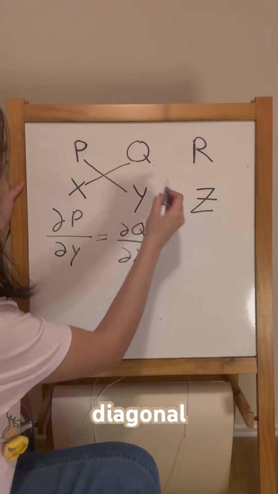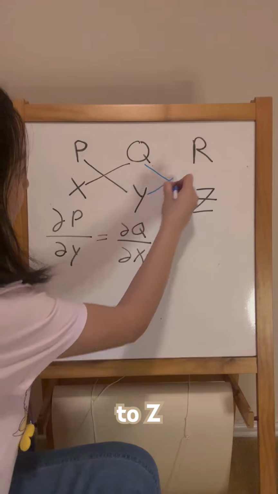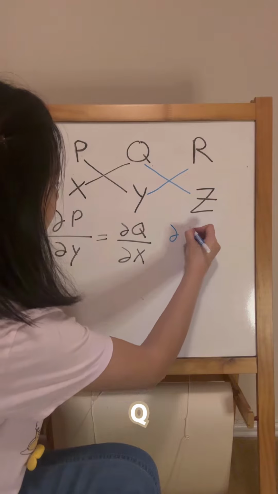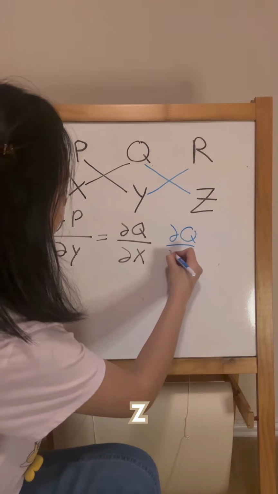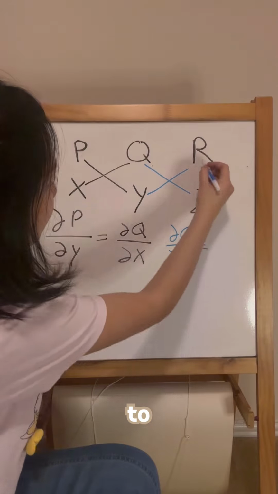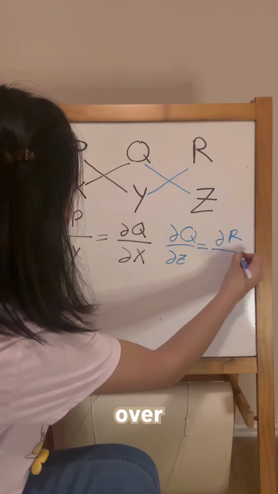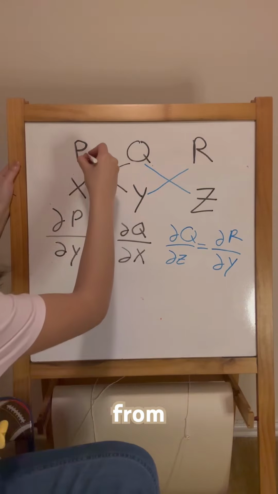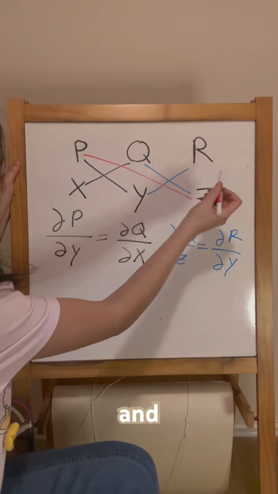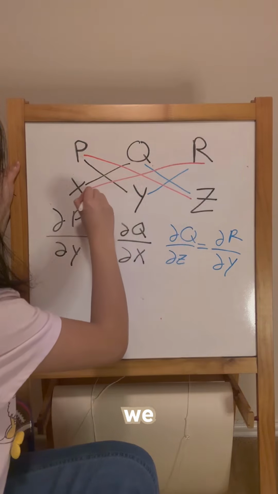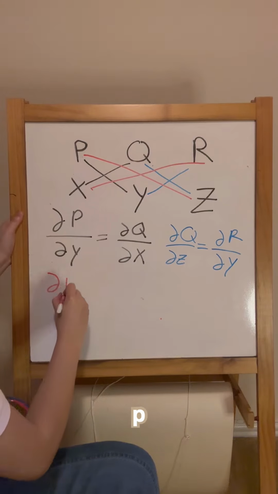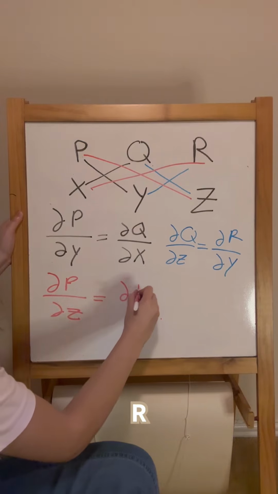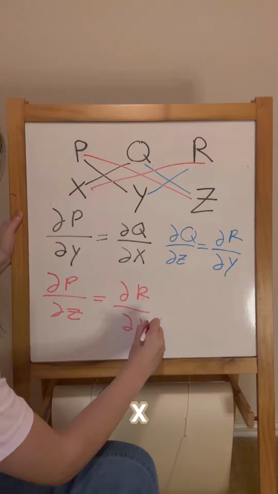Now we draw the second diagonal from Q to Z and R to Y, and we get the second property, which is partial Q over partial Z equals partial R over partial Y. And finally, we draw the last diagonal from P all the way to Z and from R all the way to X. We get the last property, which is partial P over partial Z equals partial R over partial X. There we have it.